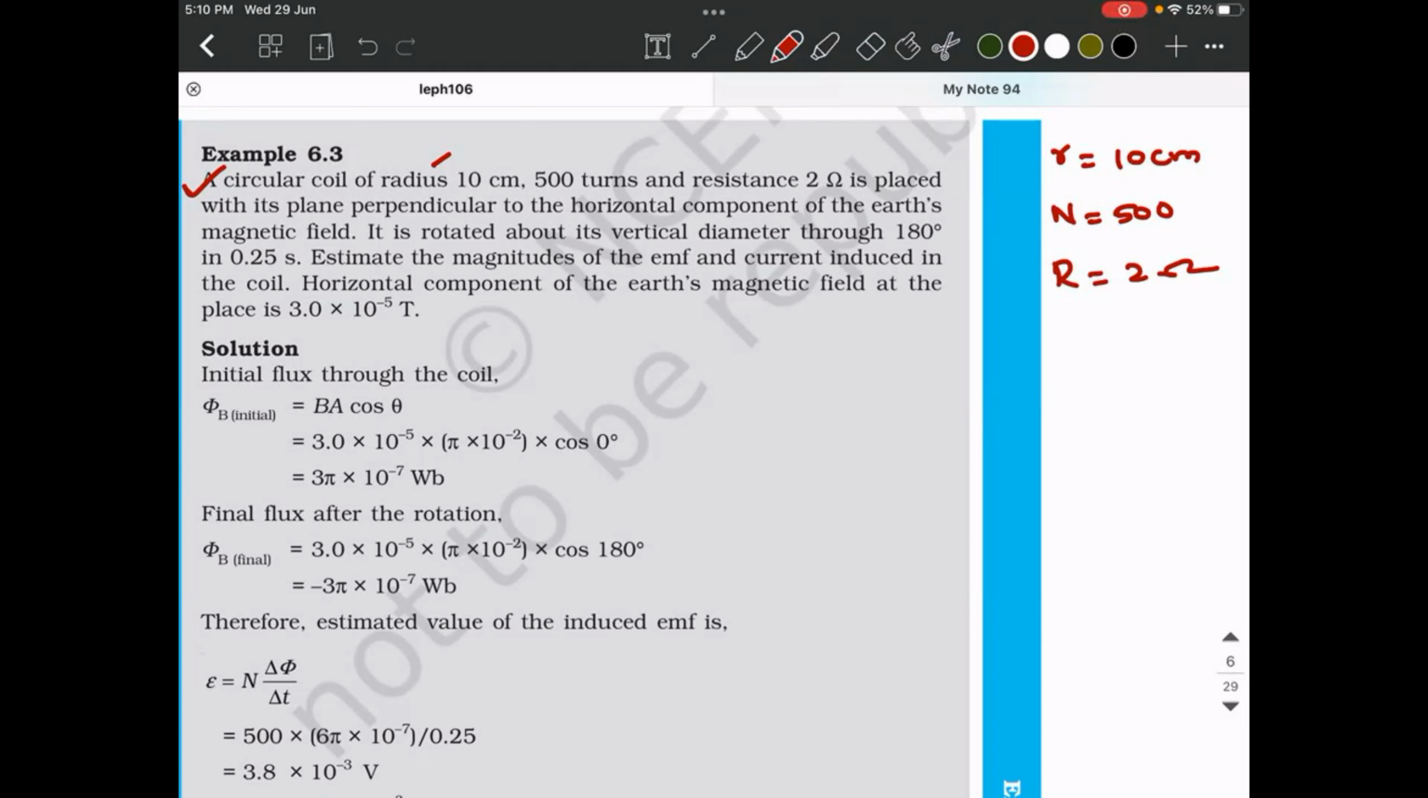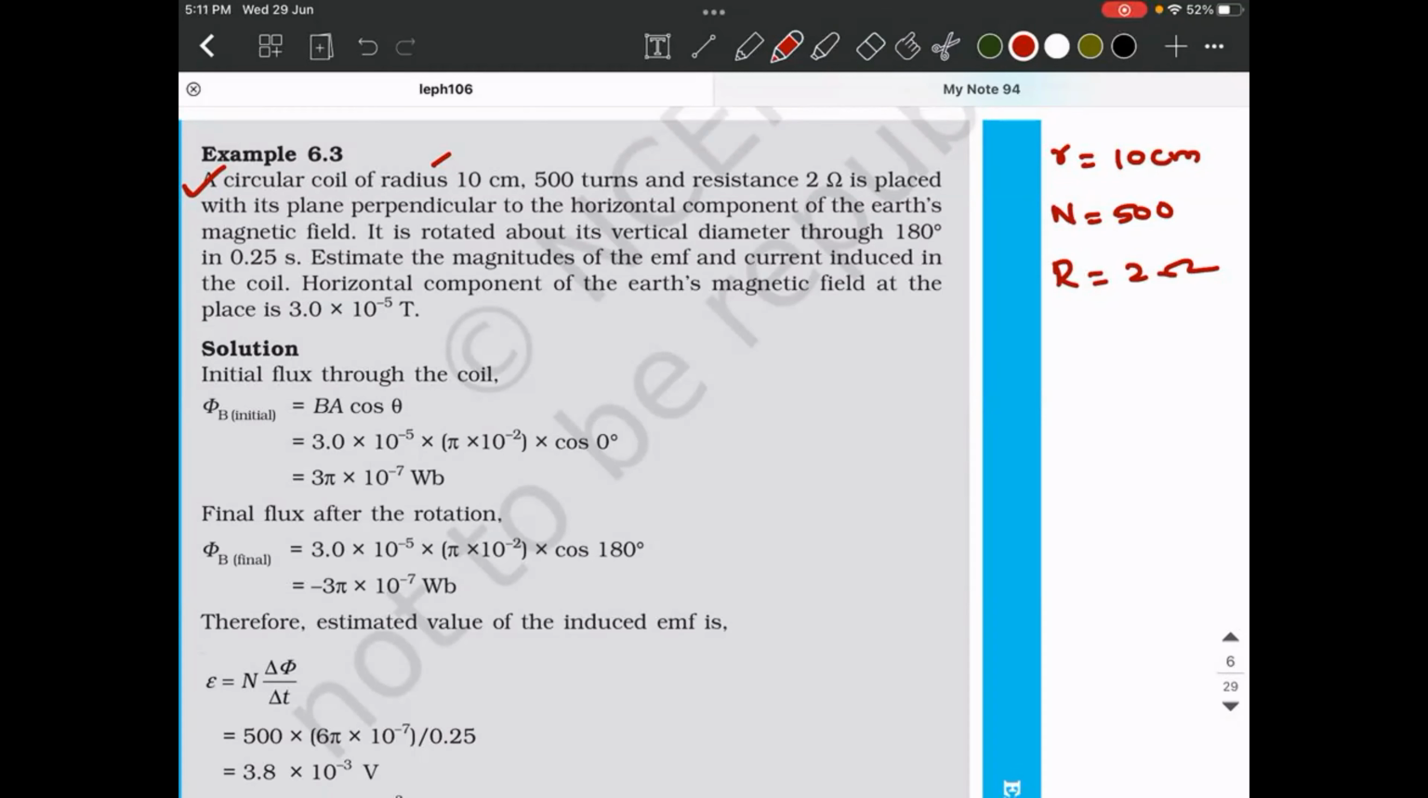So if you see, the whole problem based on Faraday's law of electromagnetic induction, we'll be solving only two things. One is we will try to understand what is the initial value of flux, what is the final value of flux, and how much is the change that has occurred in a particular time. In addition, if you know the number of turns, you are just going to multiply that. Is that clear? Right? So that's how it works.